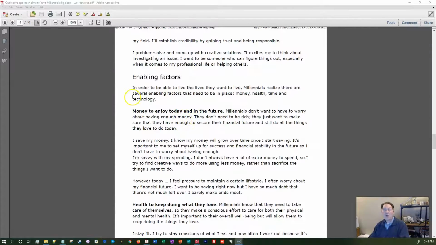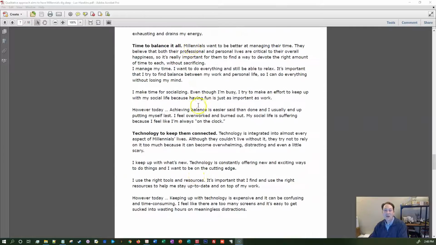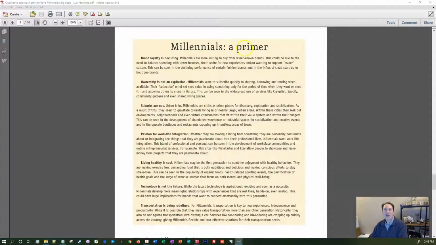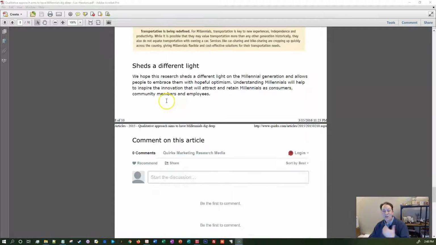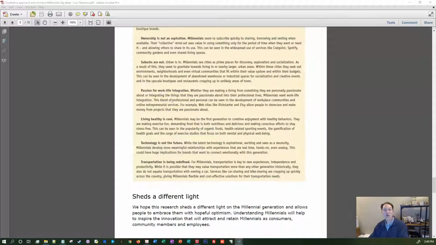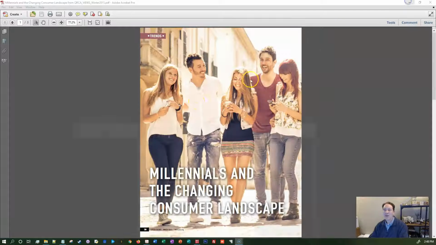And then also recognizing that there are factors that contribute to the way that we live our lives, like money, health, time, and technology, and using that as a framework to talk to this group. There's this very humorous Millennials: A Primer here, some of which is already pretty outdated. For example, millennials are moving back to suburbs now that they're getting older. But this is helpful again at just understanding how a practitioner looks at a new or emerging subculture and tries to figure out ways to connect with them.